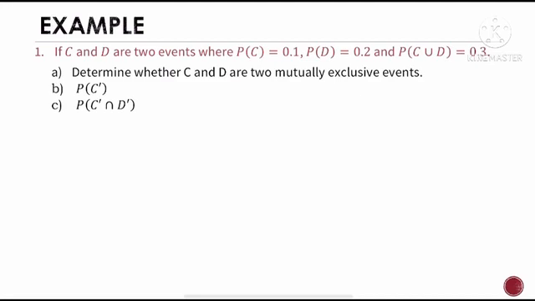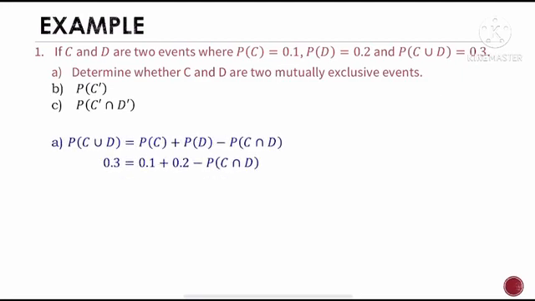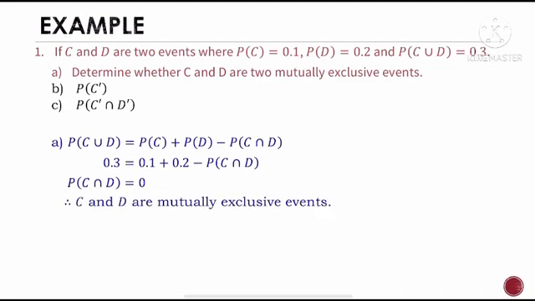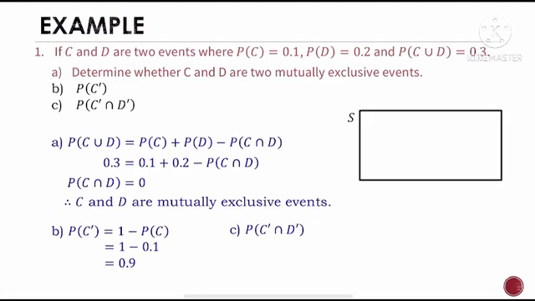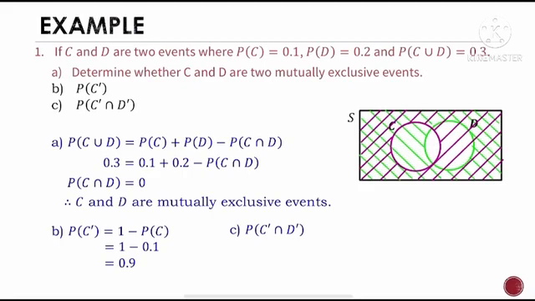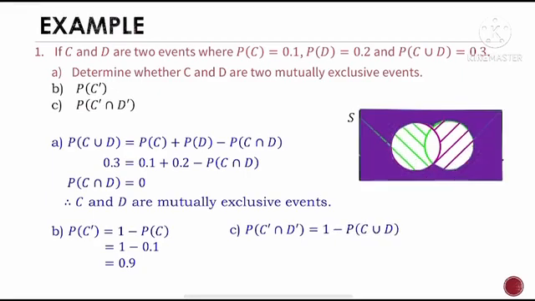Given the probabilities P(C), P(D), and P(C union D), determine whether C and D are two mutually exclusive events. To determine whether they are mutually exclusive, we have to find P(C intersect D). By using this formula, substitute the values and calculate for P(C intersect D). Since P(C intersect D) equals 0, therefore C and D are mutually exclusive events. P(C prime) is the complement of P(C), so just subtract P(C) from 1. And the answer is 0.9. For P(C prime intersect D prime), we have to use the Venn diagram to get the formula. Shade C prime first, followed by D prime. The intersection area is where the two shadings intersect. So the formula is 1 minus P(C union D). Substitute the values and calculate the answer.